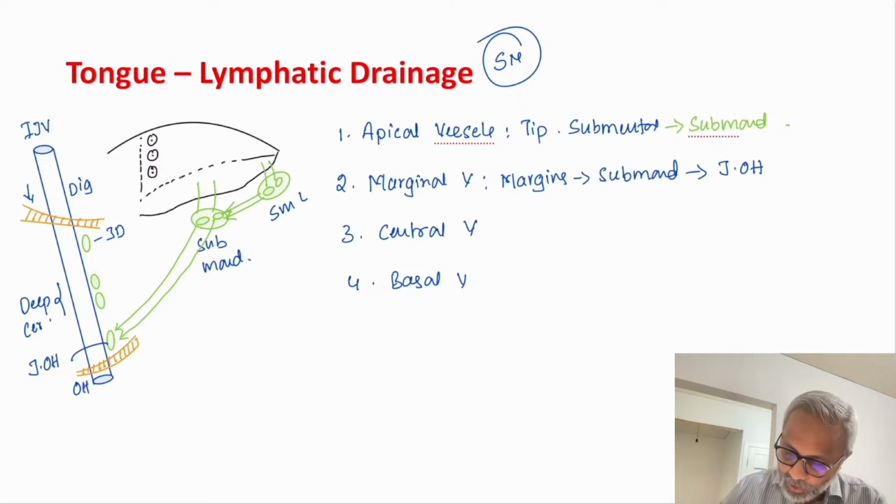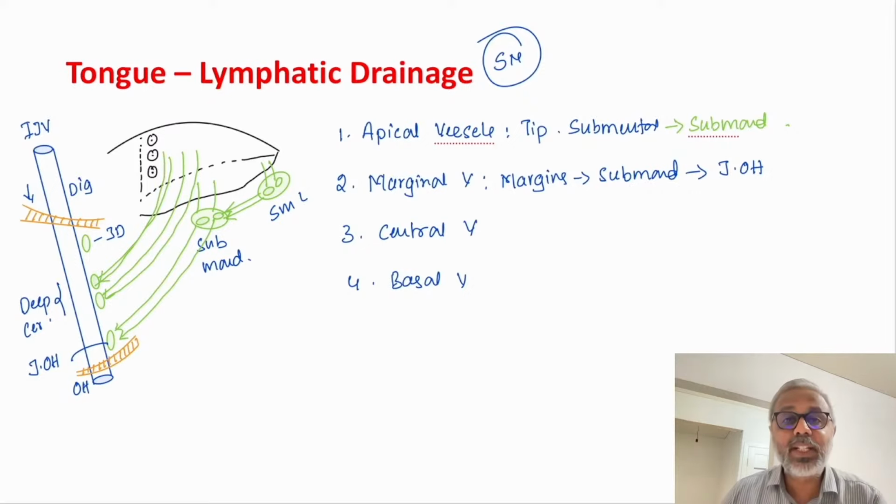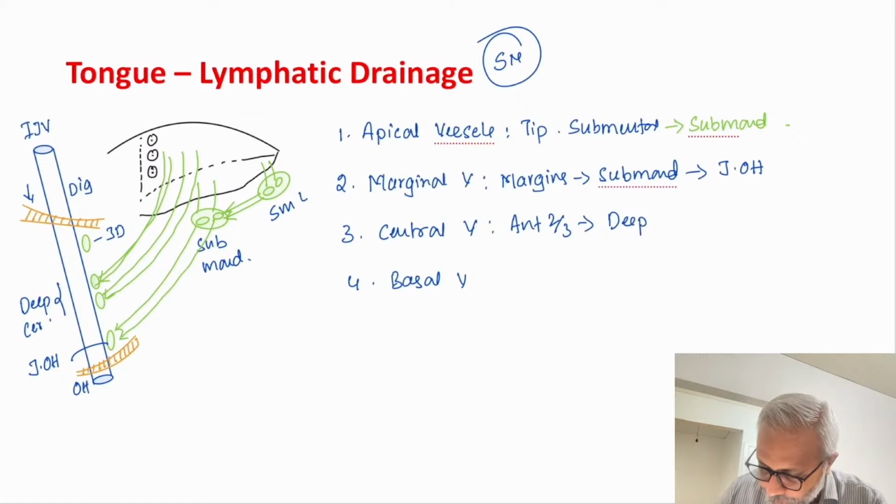Then, what about the central vessels? Remember, the central vessels mainly drain the entire anterior 2/3 of the tongue. So this entire area will drain into the deep cervical nodes. So central vessels, where do they drain? These drain the anterior 2/3, and they go to deep cervical nodes.